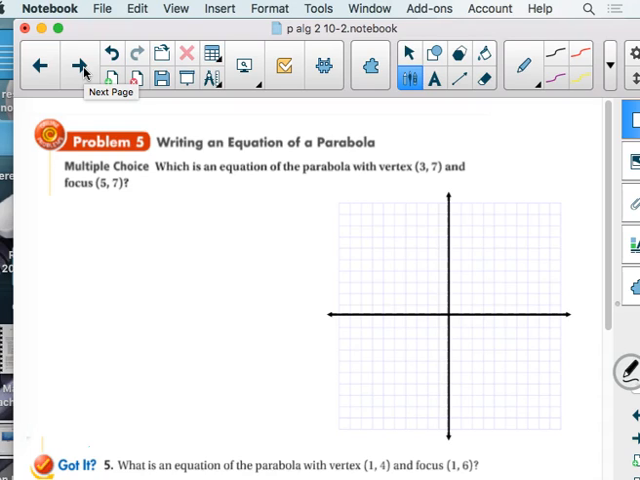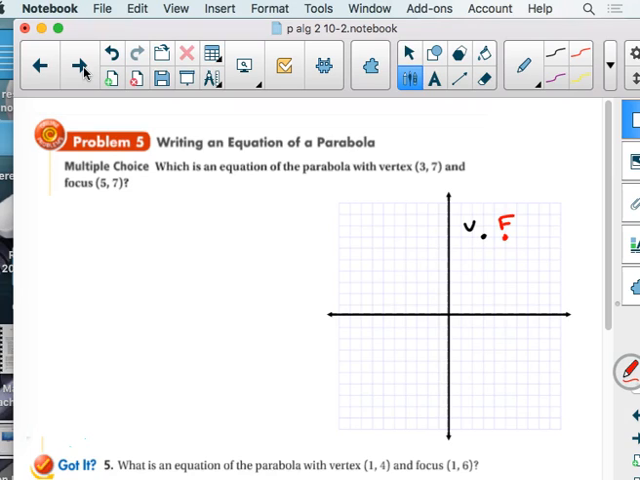I better see what that does. 1, 2, 3, 1, 2, 3, 4, 5, 6, 7. That's my vertex. Focus at 5, 7. Well, that was a big help. That was huge. Which way does this open? To the right. It has to wrap around the focus.